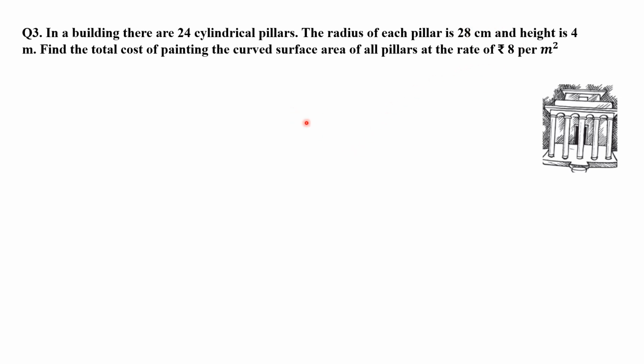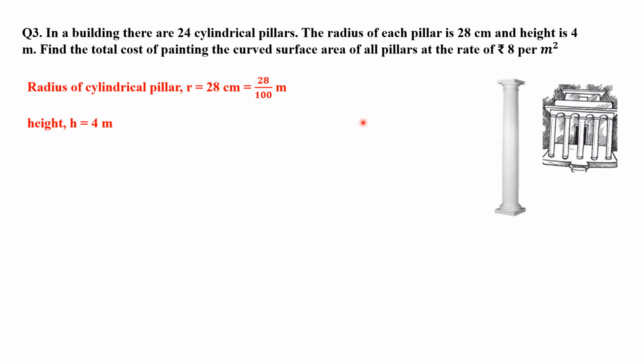Now to convert centimeter to meter, you have to divide it by 100. So radius will be 28 by 100 meter. Height is given as 4 meter. You have to paint the curved surface area of the pillar. It means only this part you have to paint. You should not paint the top and the bottom part. So curved surface area of a cylinder is 2 pi r h.